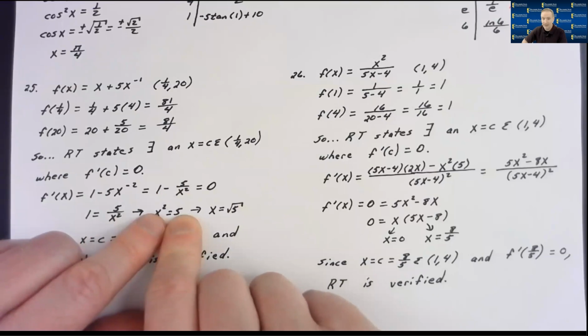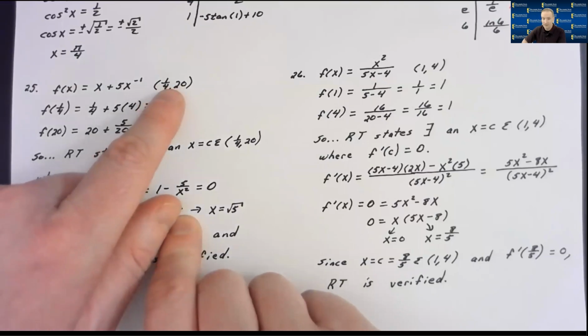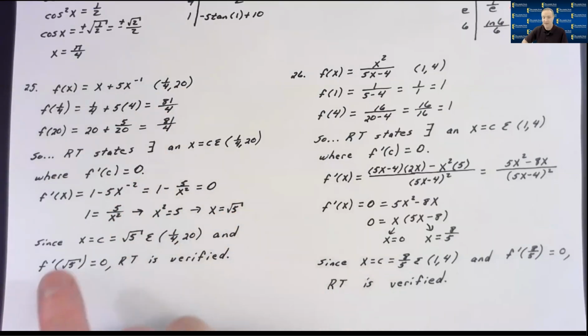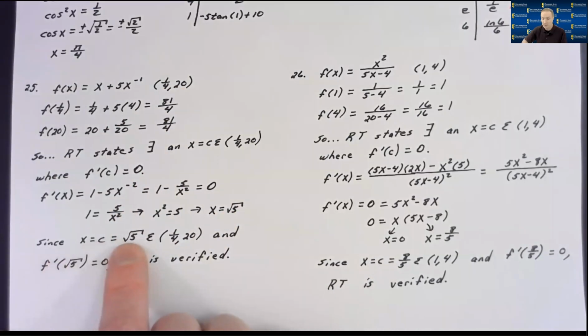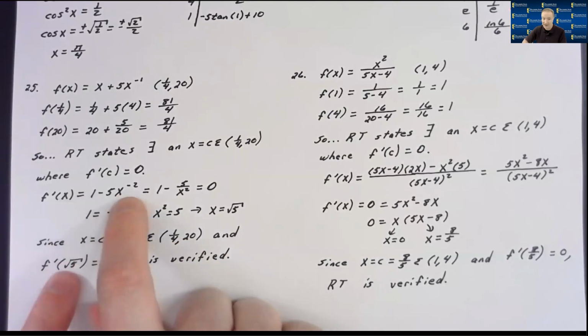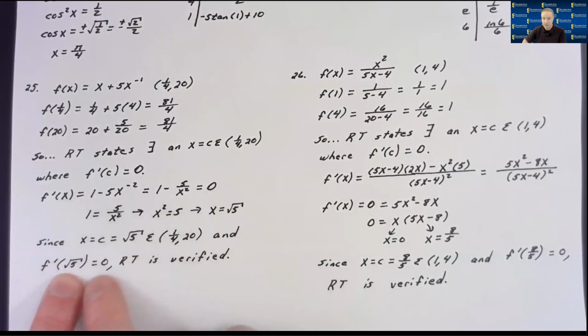I didn't bother with the negative because it would not be the critical point within the region that we need. But x equals the positive root of 5 fits in there perfectly. So then I can say, since x equals c equals the positive root of 5 belongs to the x values between 1/4 and 20, and clearly that derivative evaluated at the root of 5 would give you a derivative of 0. Rolle's theorem is verified.